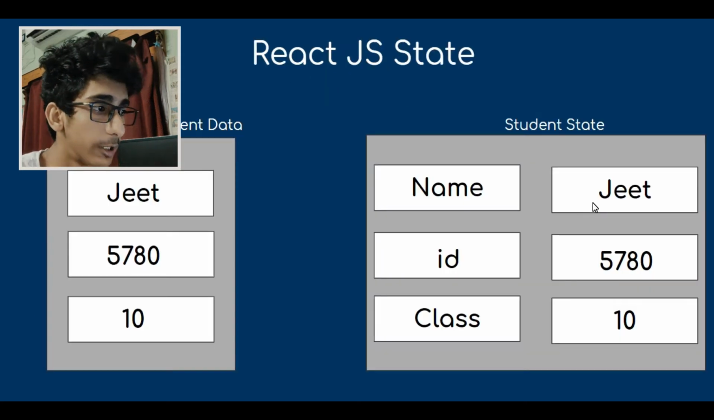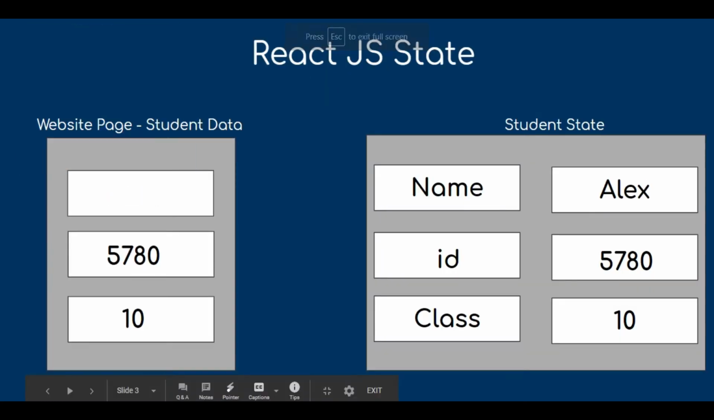Let me show you one more thing. Now this name changes dynamically. We had Jeet and the name was Jeet here. Now we have changed this name to Alex. So whenever we go to our web page, we'll be able to see Alex here, and it will change dynamically. Whenever you change the data in your state, it will automatically change in your web page, because we are fetching our state data inside our web page. I know it's pretty easy, and it will be easy for you to understand as well. So make sure you are understanding it.